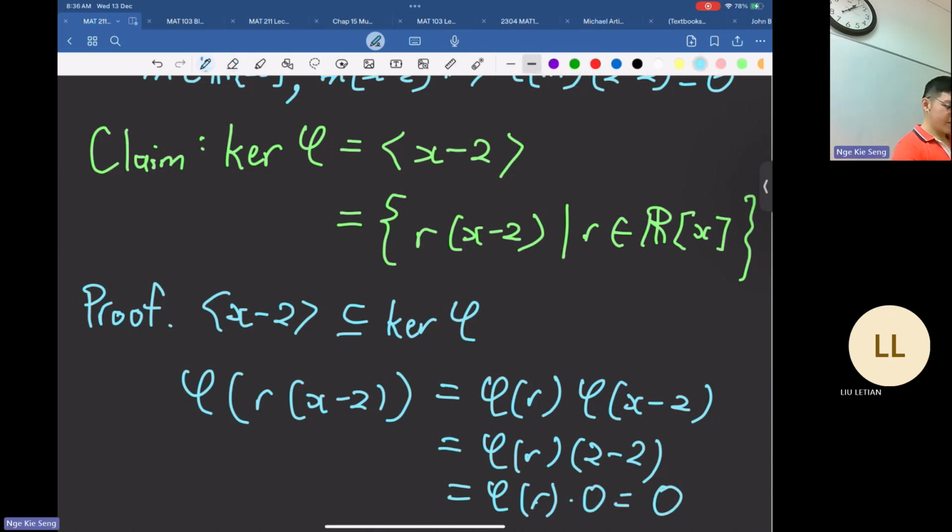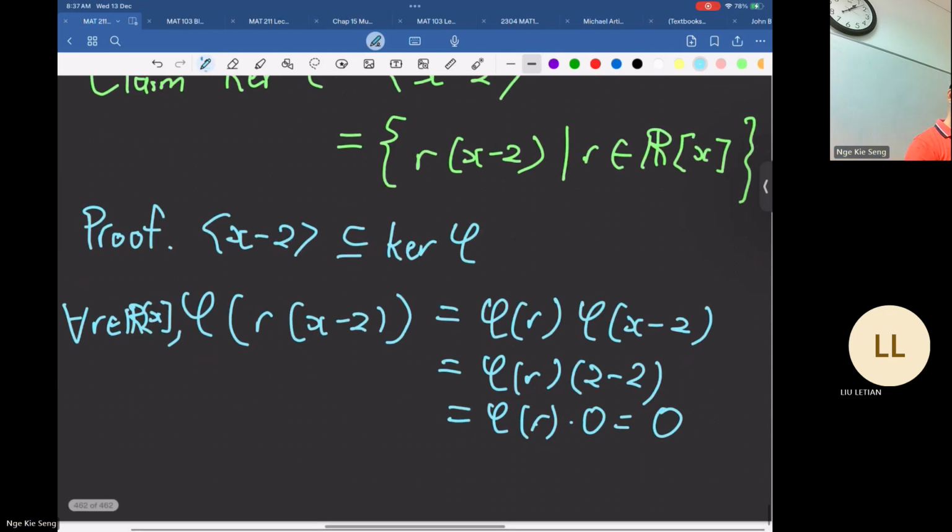So this means that for all R in the polynomial ring, phi of R times (X minus 2) is equal to 0. So it's in the kernel. Okay. So R times (X minus 2) is in the kernel.